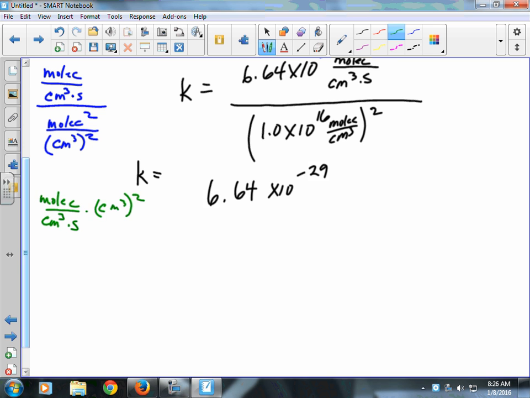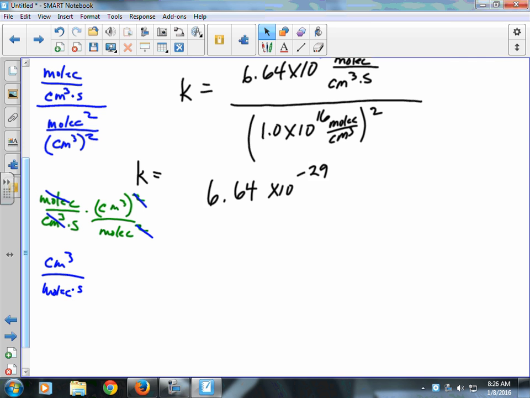What cancels? One molecule, one cubic centimeter, and that's it, right? So our unit is going to be cubic centimeter per molecule second, right? Okay. Did y'all get this number? Cubic centimeter per molecule second.